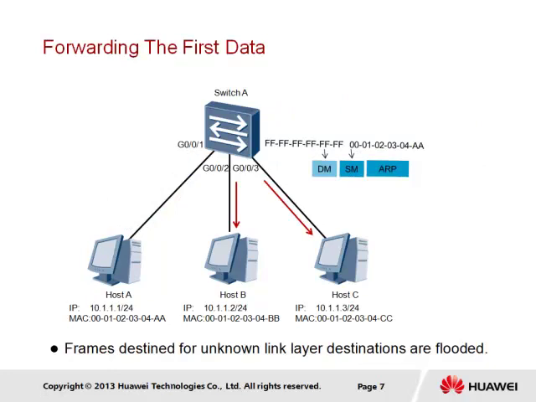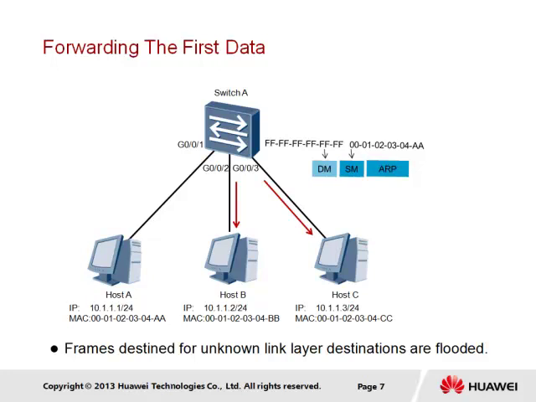Since switch A has received a frame with a broadcast address as the destination MAC address, the switch is obliged to forward the frame via all interfaces, with exception to the interface on which the frame was received. We can see this occurring in this example here, in which an instance of the frame has been sent via interfaces gigabit Ethernet 0/0/2 and gigabit Ethernet 0/0/3.